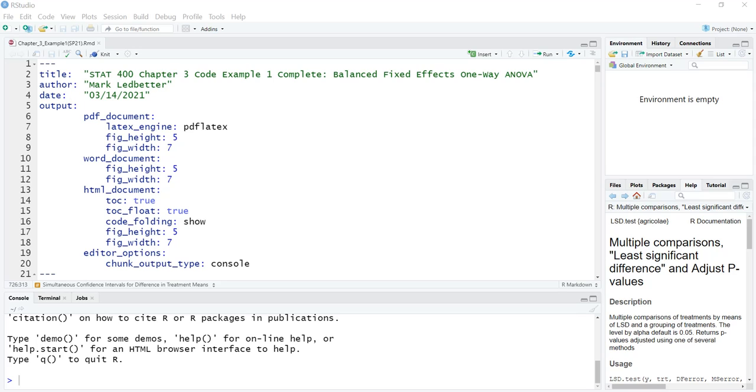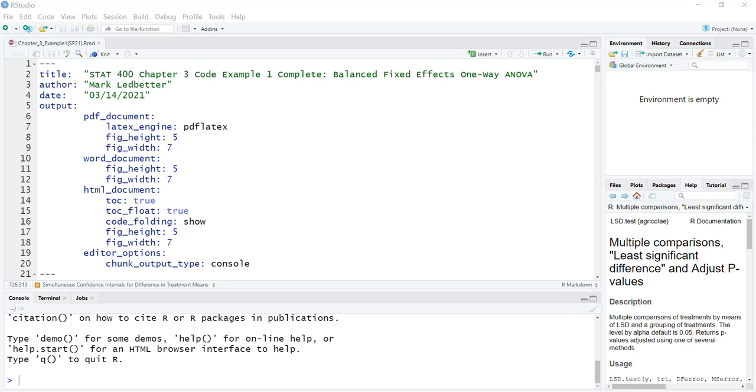I'm Mark Ledbetter. This is lecture video 15, or lecture 15, and we are covering sections 6 and 7 of chapter 3, and we are completing an example for the balanced fixed effects one-way ANOVA model.